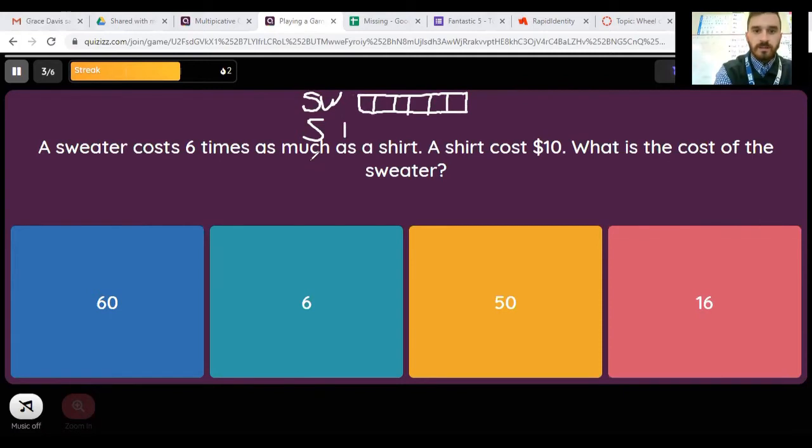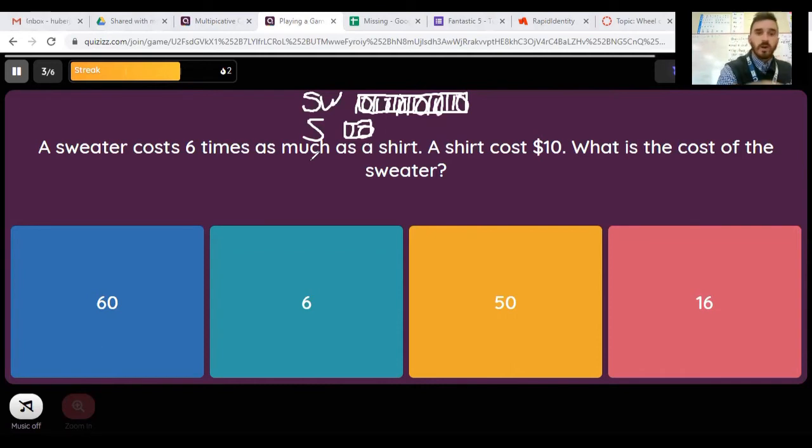And a shirt gets 1. Very similar to the last question. If it says that a shirt costs $10 and the shirt only has 1 box, I instantly know that that box has 10 and every other box has 10 as well. Trying really hard to squeeze those 10s in there. So all those boxes have 10.